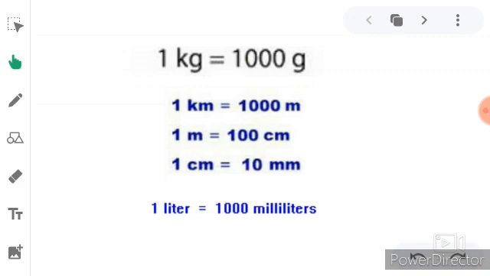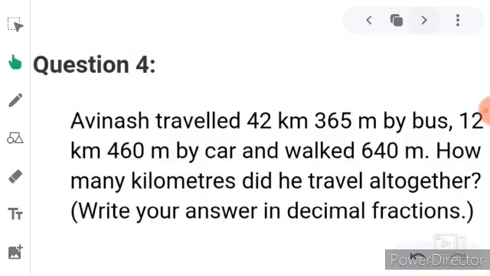You know very well, 1 kilogram is equal to 1000 grams. 1 kilometer is equal to 1000 meters. 1 meter is equal to 100 centimeters, and 1 centimeter is equal to 10 millimeters. And 1 liter is also equal to 1000 milliliters, that is ml. Okay, so let's start today's topic.